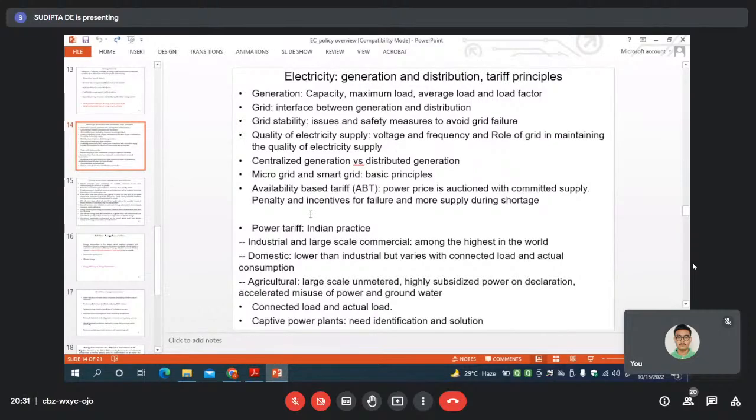Anyway, so these are the issues which can never be avoided. Sometimes this causes serious problems, but ethically in a democratic structure, these things will be there. Now I'm coming to the power tariff issue.